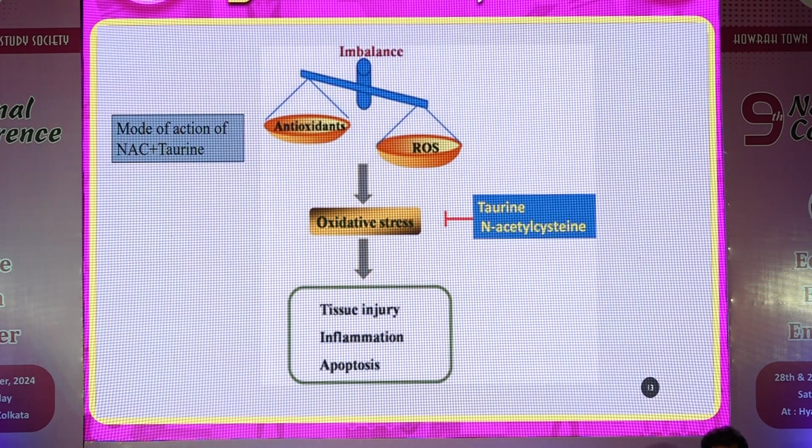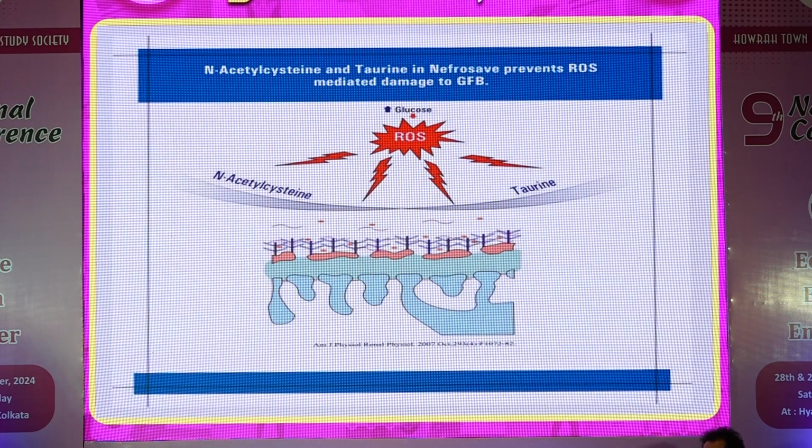So, ultimately, it is the imbalance between what? Between the antioxidants and reactive oxygen species that causes oxidative stress, and that leads to tissue injury, inflammation, and apoptosis. Do we have a drug to counter this? Probably yes. We have taurine and N-Acetyl Cysteine to work on this mechanism.